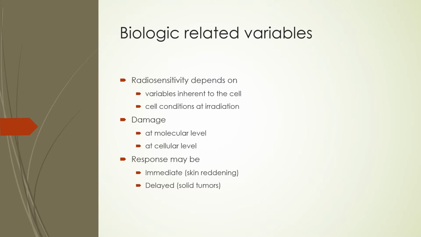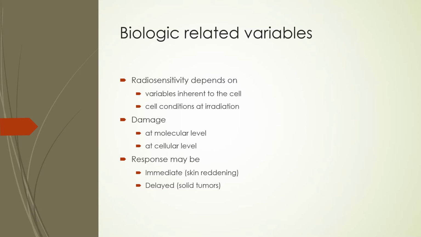Cellular radiosensitivity is determined by several variables, some of which are inherent to the cells themselves, while others relate to the conditions in the cells at the time of irradiation. Damage may be observed at the molecular or cellular level, but may or may not result in clinically detectable adverse events. In addition, although some responses to radiation exposure appear instantaneously or within minutes to hours, like skin reddening, others like solid tumors may take weeks, years, or even decades to appear.